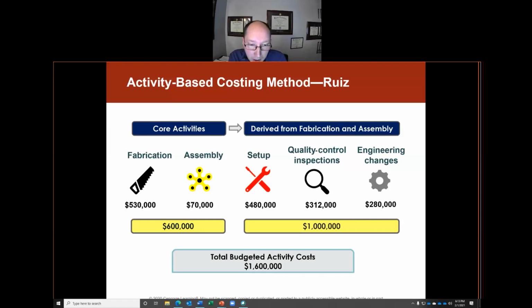And so our company, we allocated $1 million of our total $1.6 million budget for overhead to set up activities, quality control inspections, and engineering changes. For the core activities, we budgeted $530,000 for fabrication and $70,000 for assembly. For our related activities, we budgeted $480,000 for setup activity, $312,000 for quality control inspections, and $280,000 for engineering changes.